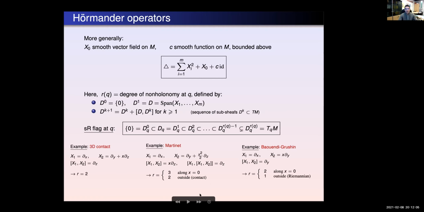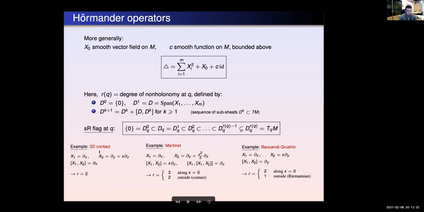Let me recall what r is in general. From the general point of view, r is defined as the degree of non-holonomy, meaning that it is the smallest possible integer such that with all Lie brackets of length r, you are able indeed to generate the whole tangent bundle. This is the definition of the degree of non-holonomy.